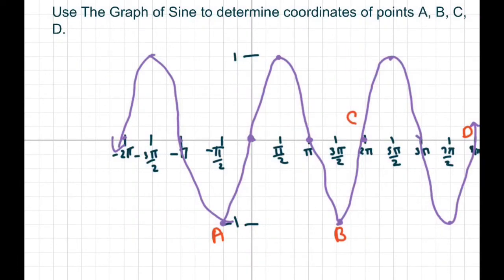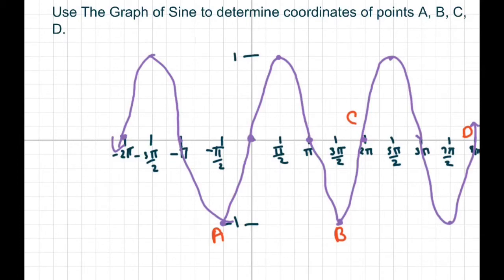We're going to use the graph, the parent function of sine, to determine the coordinates of points A, B, C, and D. Now, this is not a very good drawing, but basically what you do when you graph sine and cosine, the parent function, you just basically know that it looks like a wave, and you get the characteristic curve, and we're plotting the quadrantals.